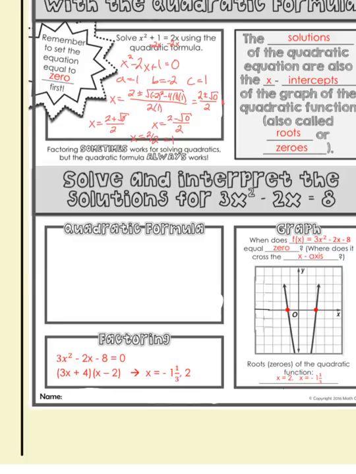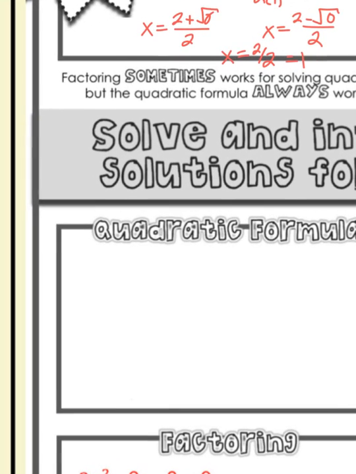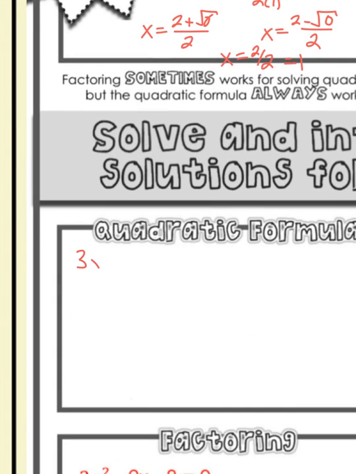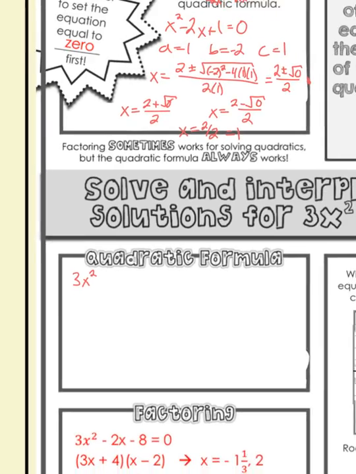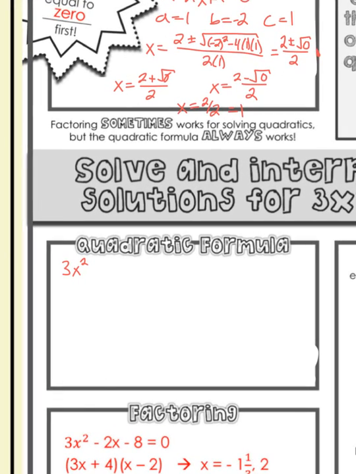Alright, so solve and interpret the solution for 3x squared minus 2x equals 8. Let's do the quadratic formula. First step, we need to set it equal to 0, so we're going to subtract 8 from both sides, which means our new equation will be 3x squared minus 2x minus 8 equals 0. A is 3, B is negative 2, and C is negative 8.